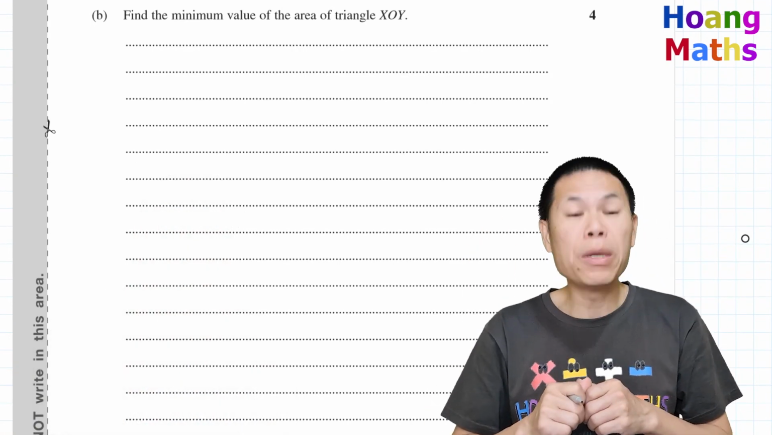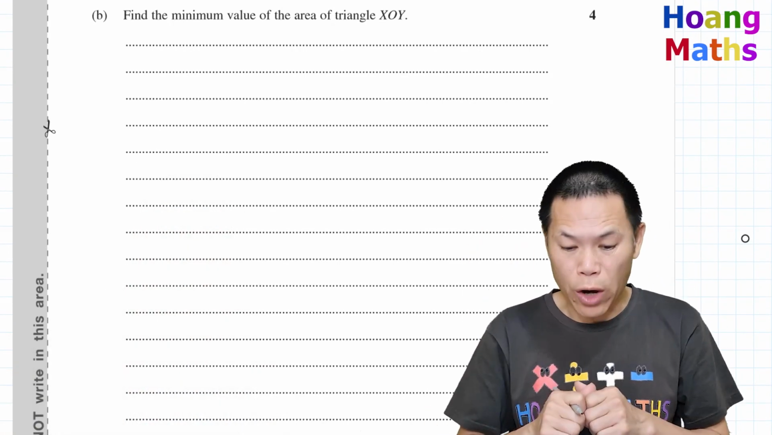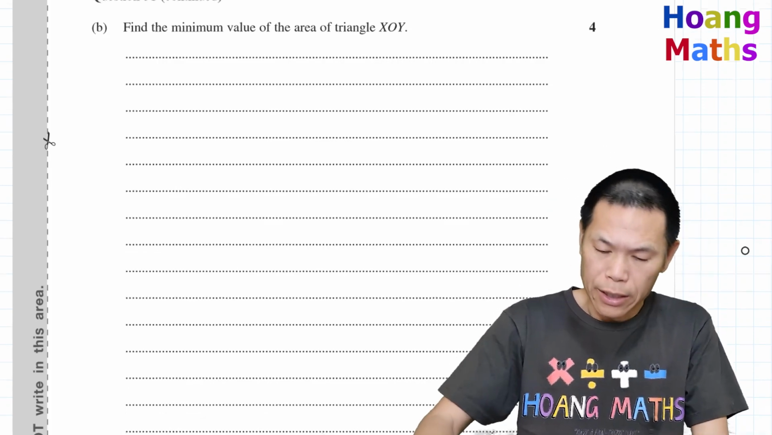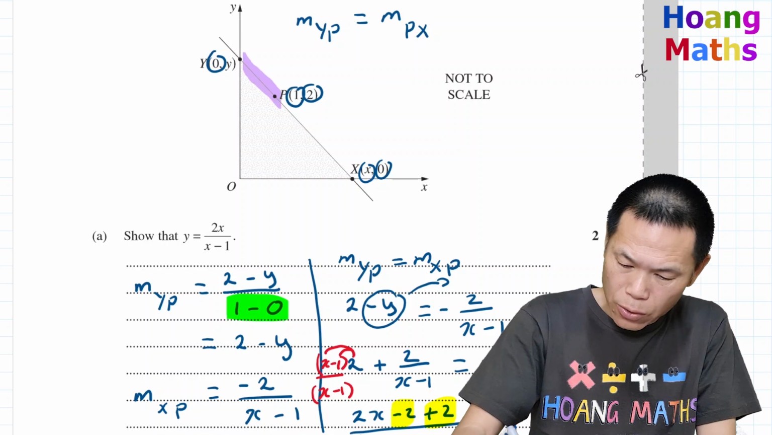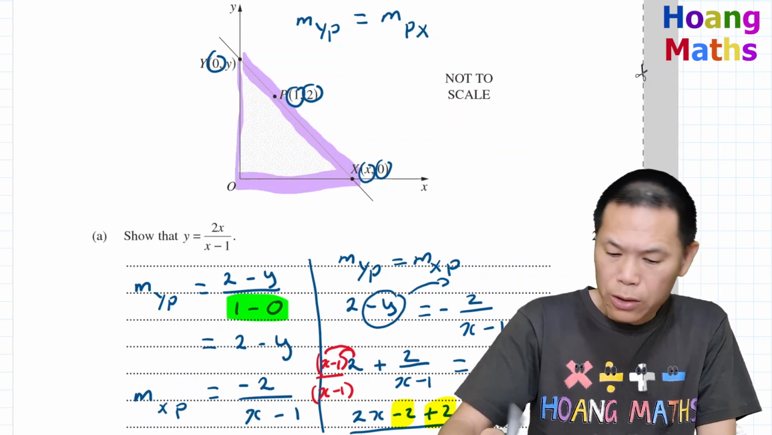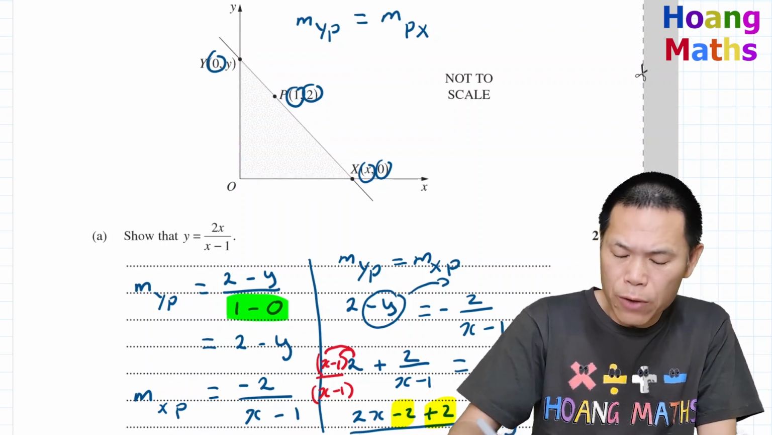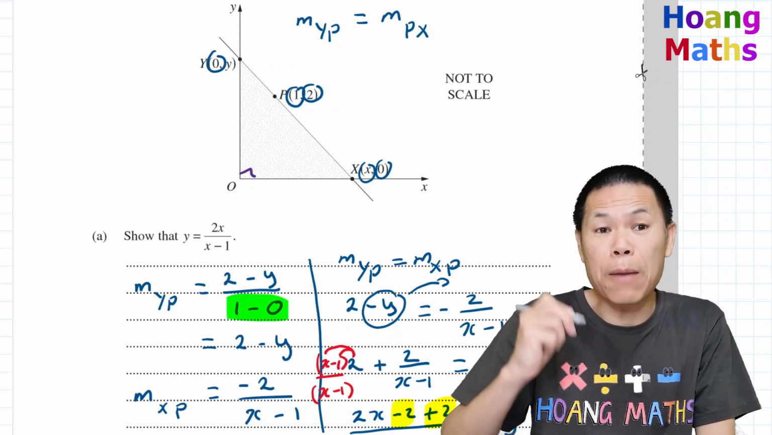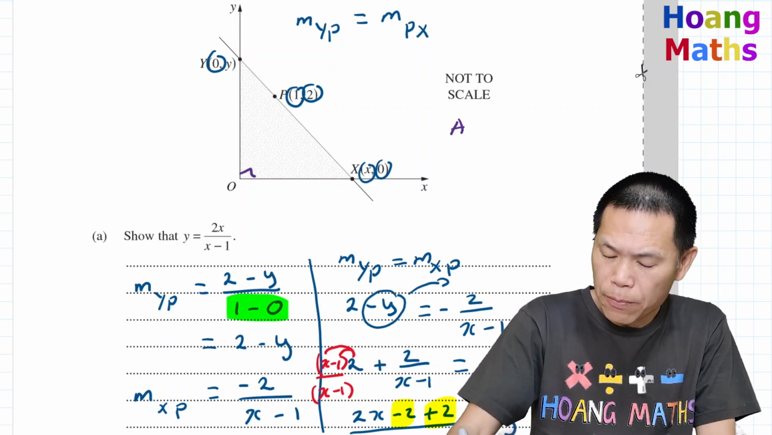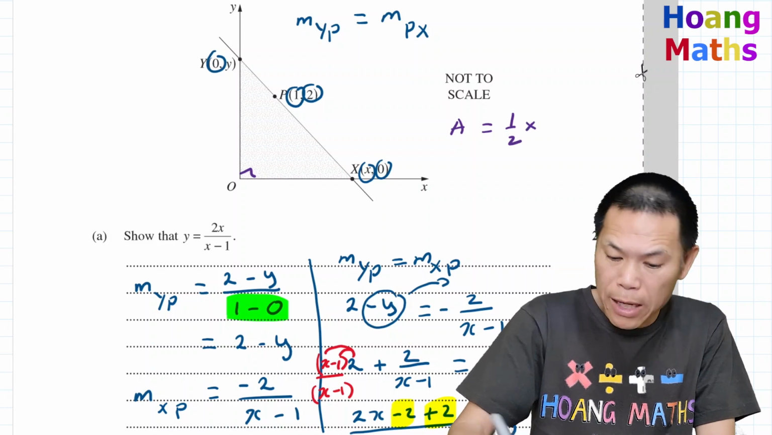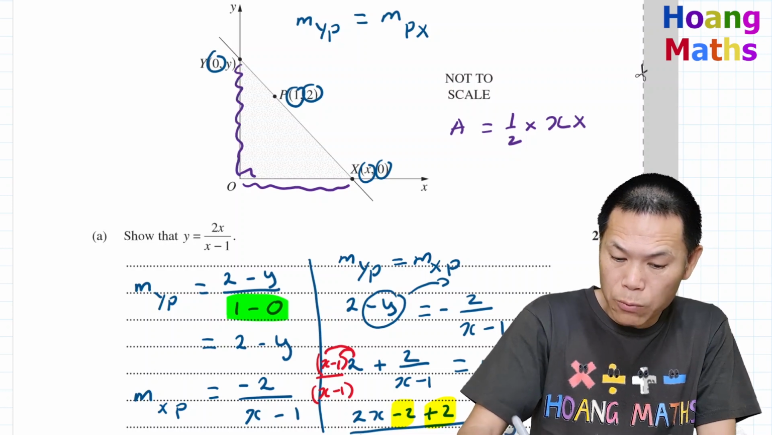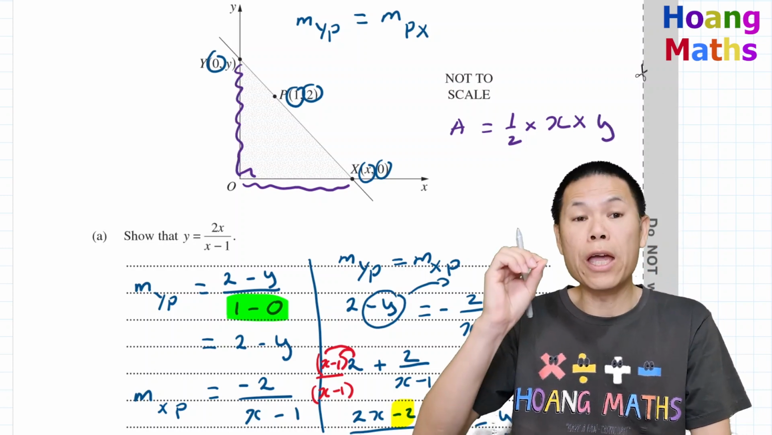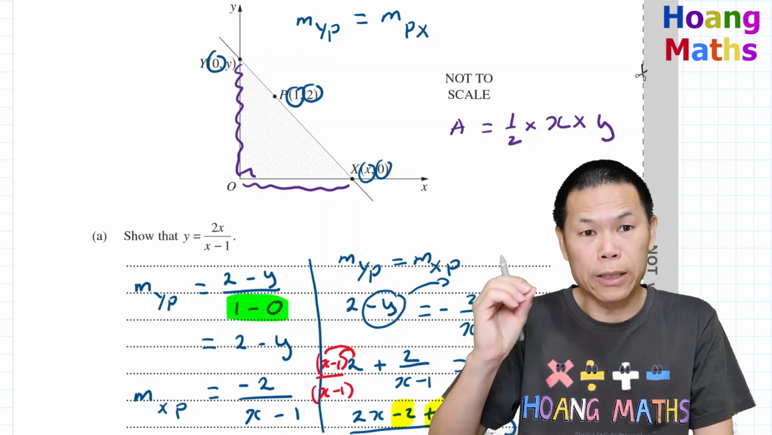Part B. Find the minimum value of the area of triangle XOY. So the triangle XOY is this triangle here. So this means that to find the area of a triangle, it is a half times base times height. So area equals a half times the base. So this is the length here, which is x. And we times the height, which is y. So area is a half xy in this case.